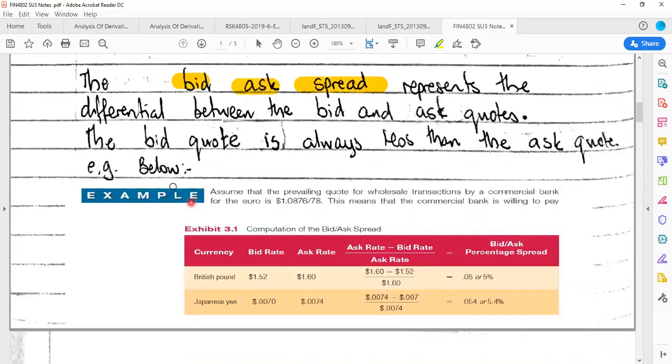So we can look at an example from the prescribed textbook just to illustrate how we could calculate what we call a bid-ask percentage spread. Let's say we want to understand the difference between what banks are asking and what banks are prepared to pay, right? So this example says, assume that the prevailing quote for wholesale transactions by a commercial bank for the euro is 1.0876, right?